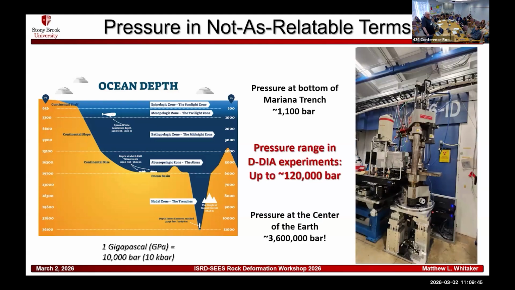Now, in D-DIA that we're talking about here, we're usually in the pressure range of up to about 120,000 times atmospheric pressure. As Tim says, you can go higher, but the trade-off is it makes it much more difficult and you're much more likely to break stuff, which we try not to do as often as possible.